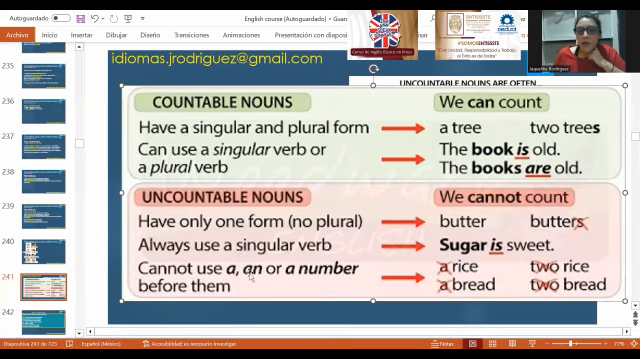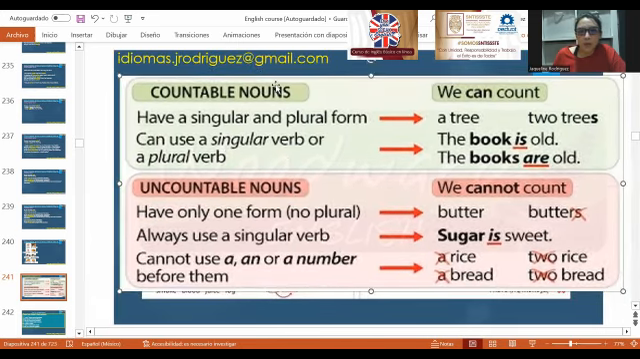And we cannot use a or an, a determiner or a number before them, like a rice or a bread, or two rices or two breads. No. En español sí tenemos dos panes, ¿no? Por ejemplo. En inglés no. En inglés tengo que especificar las piezas de pan. Two pieces of bread. Yes, it is correct. Two breads, not possible. Also with sugar we have something curious. Sugars is possible, but only in some situations. Okay, let me check if I have a picture of that.